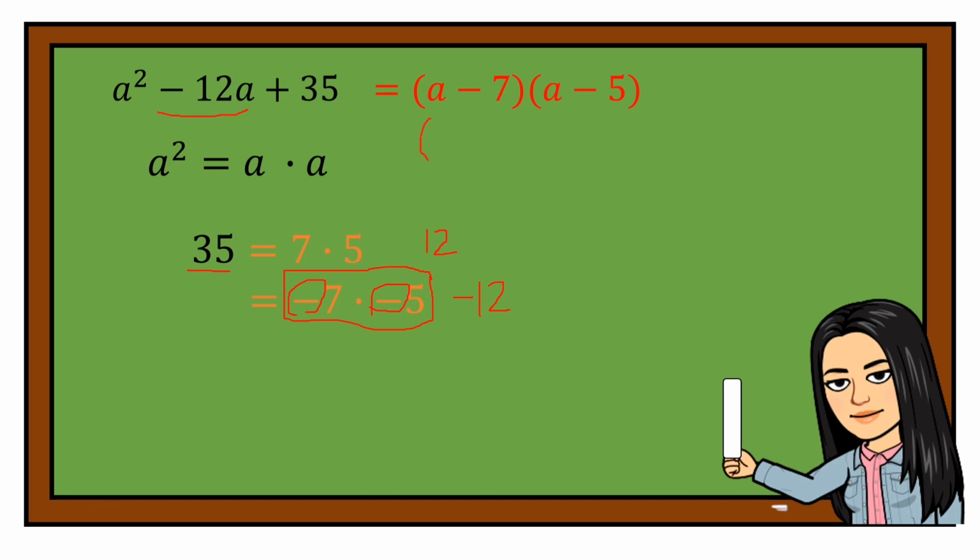Again, we can write this as a minus 5 times a minus 7. They can change position, but they cannot change the sign. Hindi natin pwedeng baguhin yung sign.